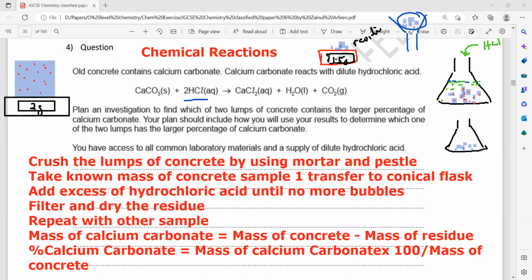Is this experiment clear? Yes, sir, clear. Because we are finding the percentage of calcium carbonate in concrete, that's why it is divided by the mass of concrete.